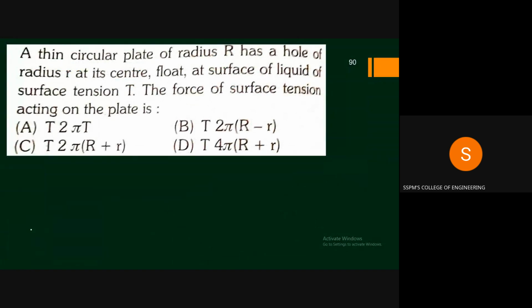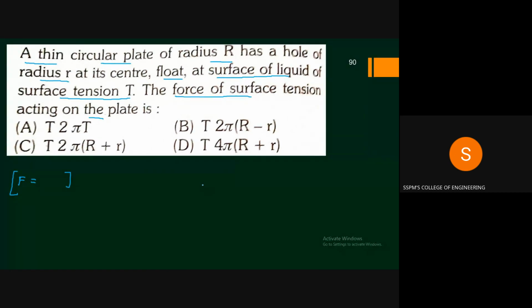Okay, refer to the next problem. It is again on surface tension. What is given here? A thin circular plate of radius R has a hole of radius r at its center. The plate floats at the surface of the liquid having surface tension capital T. We have to find the force of the surface tension acting on the plate.